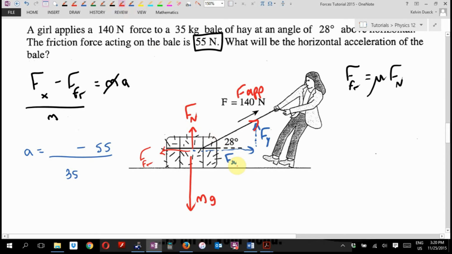I think Fx ends up being adjacent over hypotenuse. I think Fx ends up being 140 times the cosine. So it's going to be 140 cosine of 28, whatever the heck that is. I can fit this in a little better. 140 cos 28.